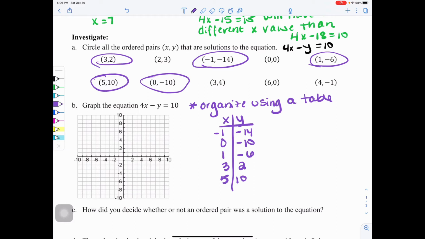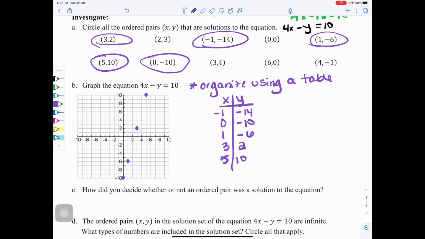Now when I go to plot (-1, -14) on the graph that we've been given, that would not fit on the graph. So I'm going to move right to (0, -10). Then (1, -6), then (3, 2), and then (5, 10). And now I can connect these points to make our line. Arrows on both ends. And then we're going to label with the equation.